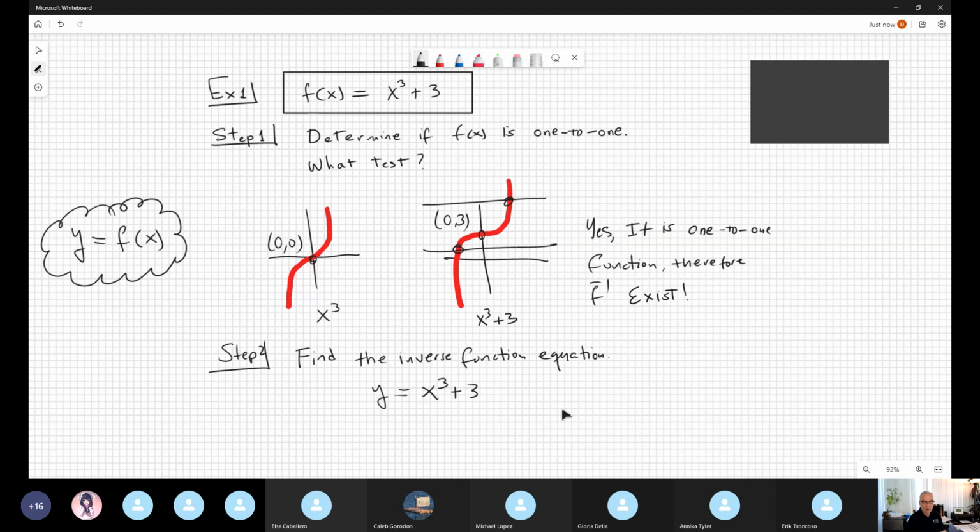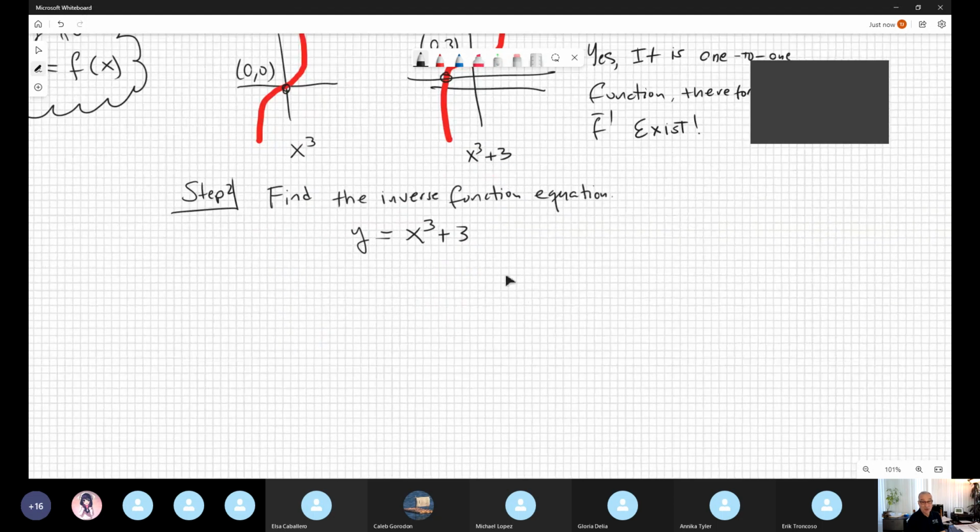Now, this is the most important moment. To find the inverse function, you interchange x and y. So now I copy x equal y cubed plus 3. Do you understand the thing I am doing? Okay, now voila. This is the inverse. But the inverse is not good or not nice.